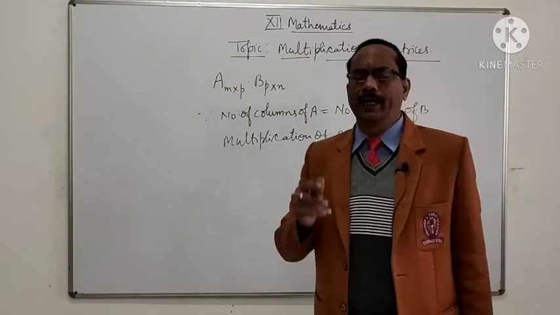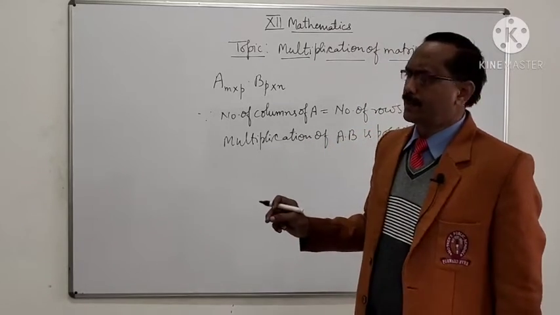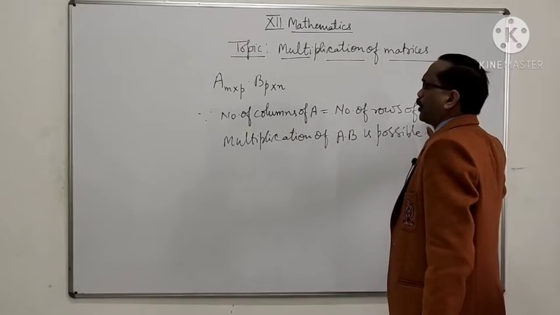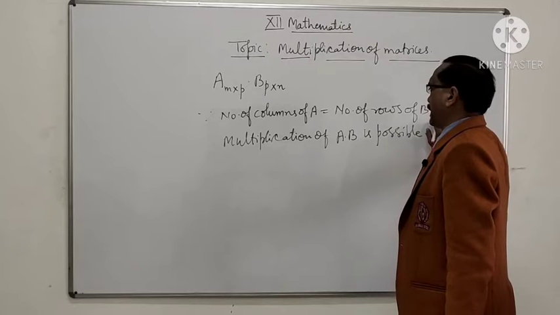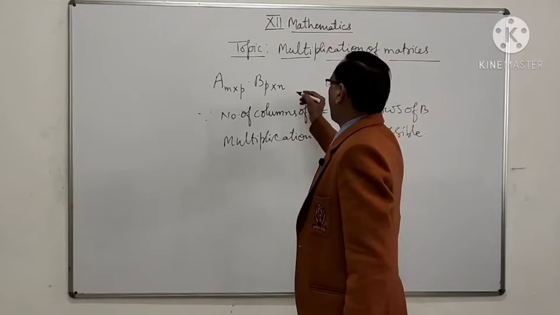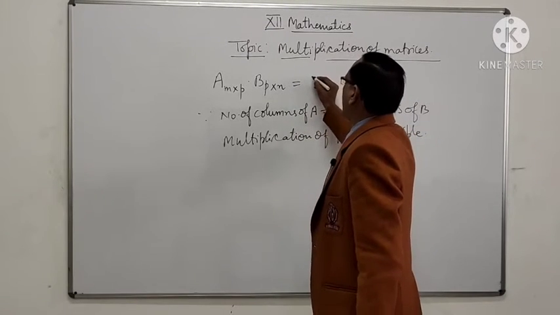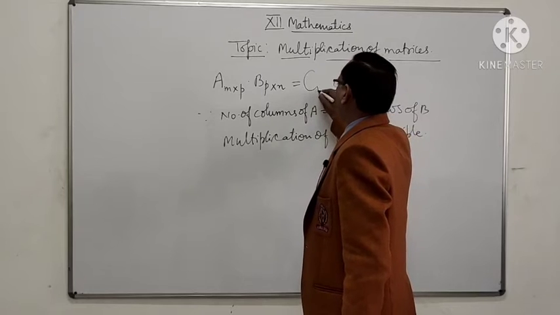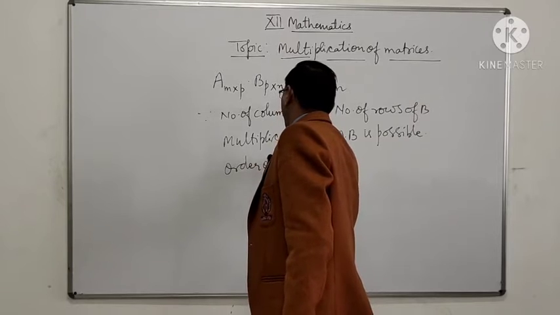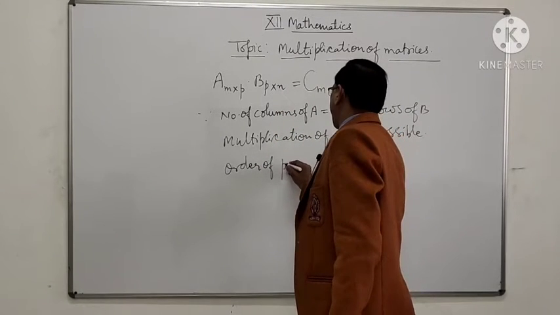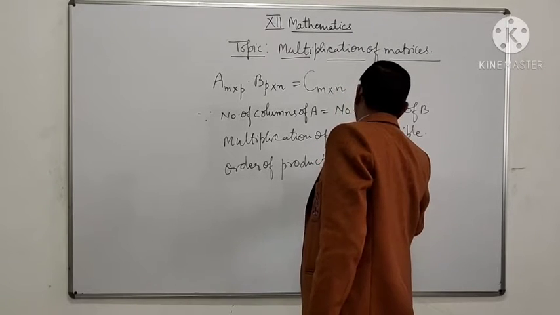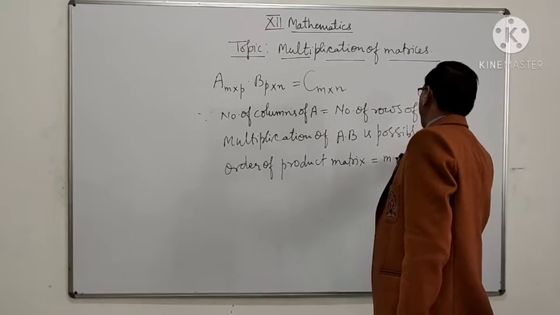Student, there is an important thing: we cannot multiply all matrices. When the number of columns of the first matrix is equal to the number of rows of the second matrix, meaning the B matrix, then its multiplication is possible. Then the resultant matrix, let it be the C matrix, its order will be m by n. Order of product matrix is equal to m by n.